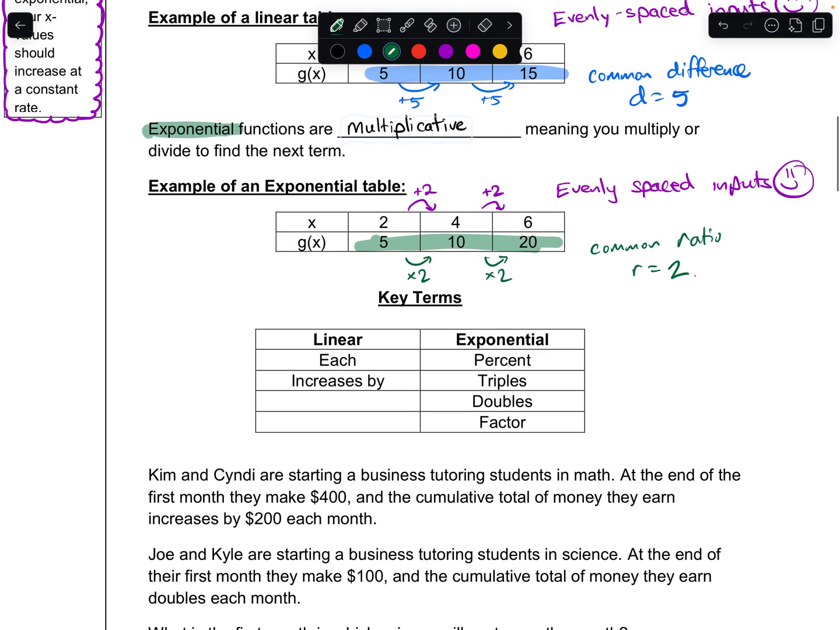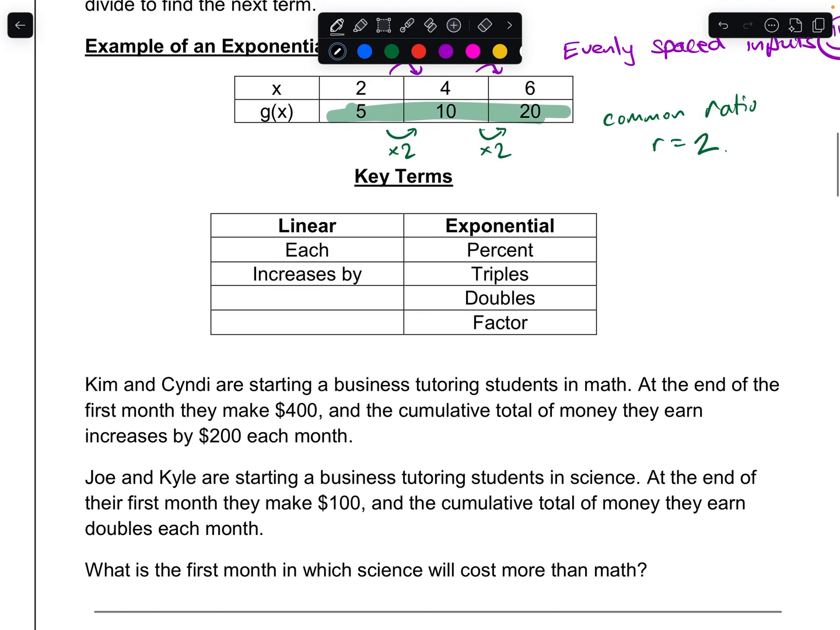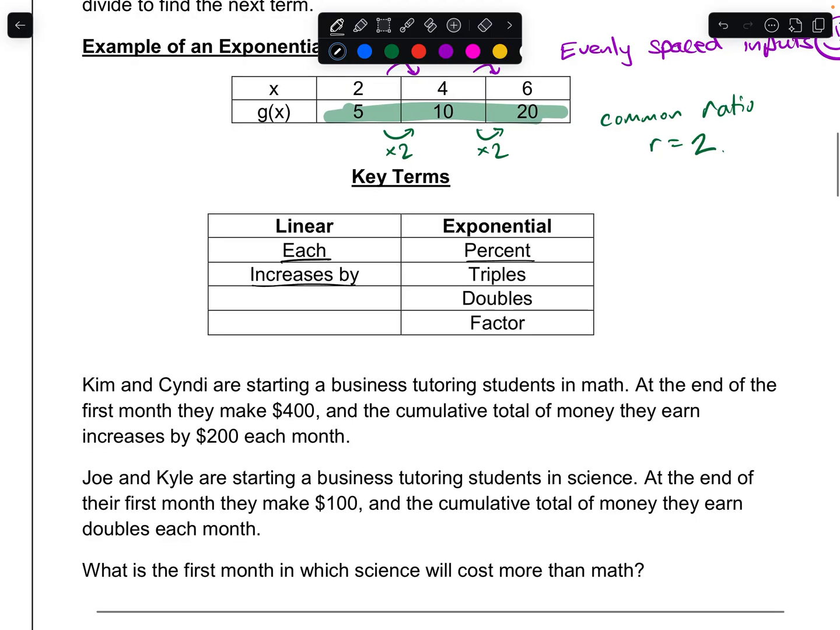All right, we are going to have some word problems, so I have a table here just to highlight some key terms that you might see. If you see words like each or increases by, you're dealing with something that's linear. But if you see words like percent, or maybe it increases by 10% each month, or whatever it is, or maybe something's tripling every year, or doubling, or remember, triple means times 3, double means times 2. You probably know that. But it might say increases by a factor of 5 or something, by a factor of 4 or 10, whatever it is, that means you're multiplying by whatever that number is, whatever that factor is.